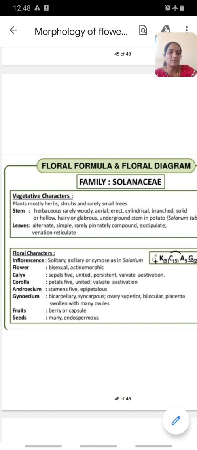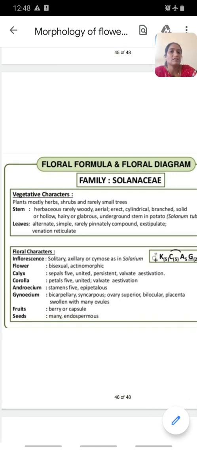Plants are mostly herbs, few are shrubs, and rarely they are small trees. Stem is herbaceous or woody, aerial. Aerial means it is formed in air, not underground. It is erect, cylindrical, branched, solid or hollow. It has certain hairs, and in the case of potato, an exception is there: the stem is underground. Leaves are alternate, simple, or in rare conditions pinnately compound, exstipulate, and venation is reticulate.